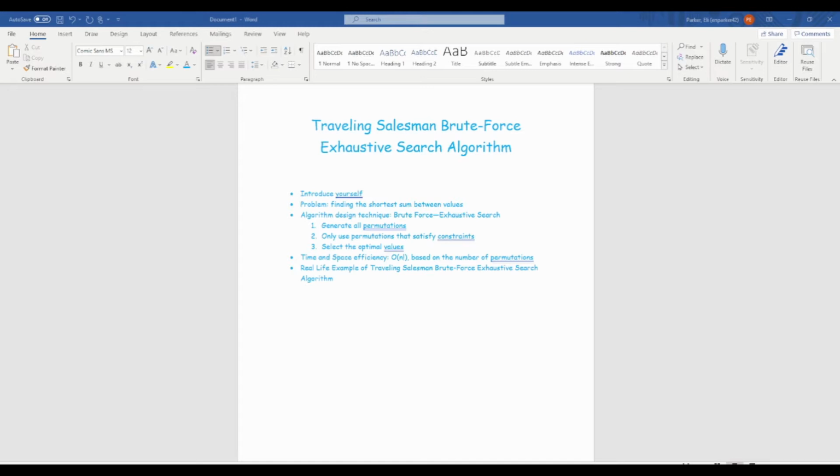Time and space efficiency is O of n factorial. This is based on the number of permutations, because the input size would be the number of cities in the figurative graph.